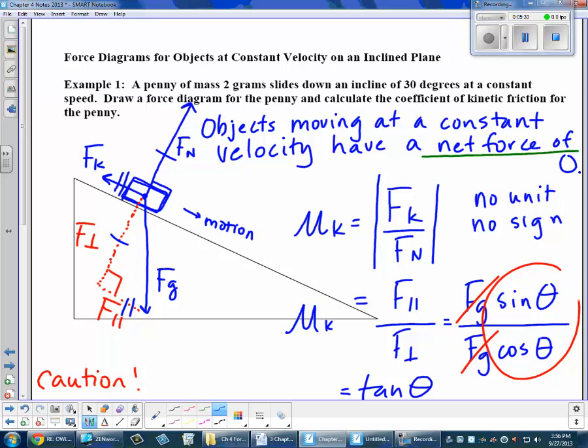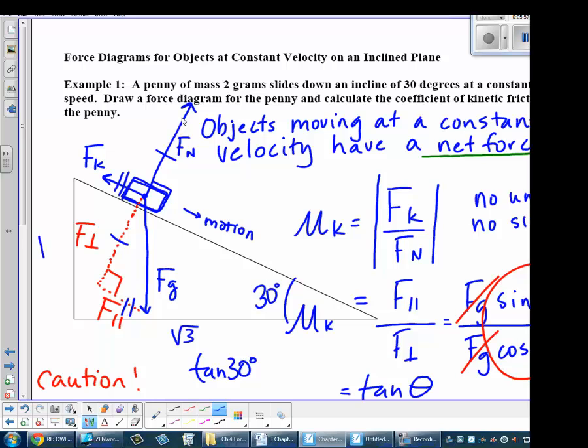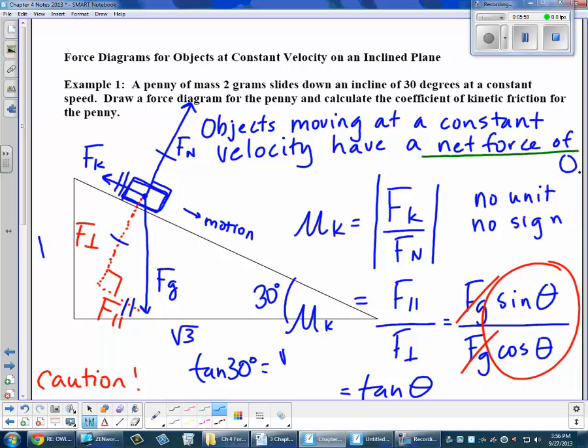Now my angle in this problem is 30 degrees, so the coefficient is the tangent of 30 degrees. And so the tangent of 30 degrees would be 1 over the square root of 3, or the square root of 3 over 3. So that would be my coefficient of friction.